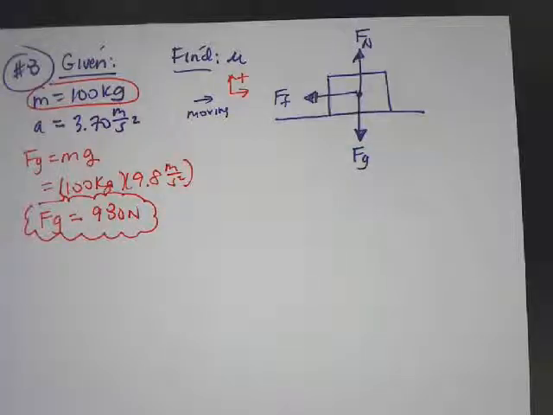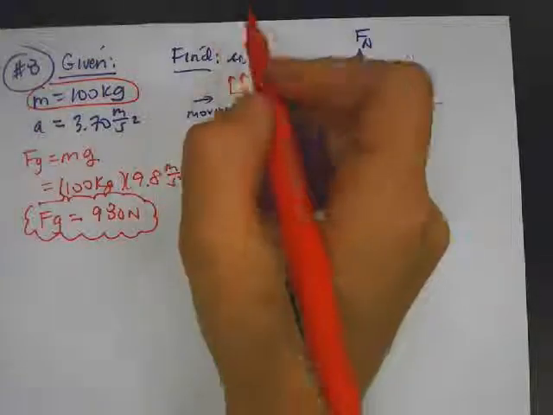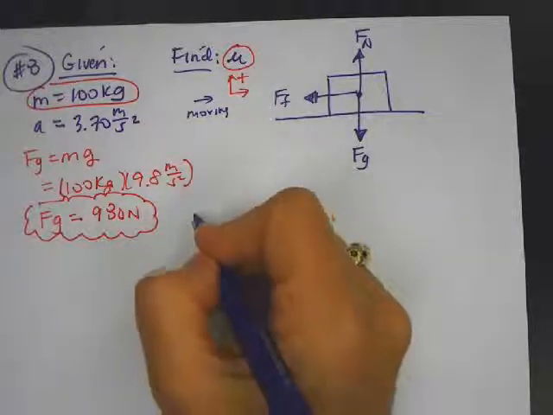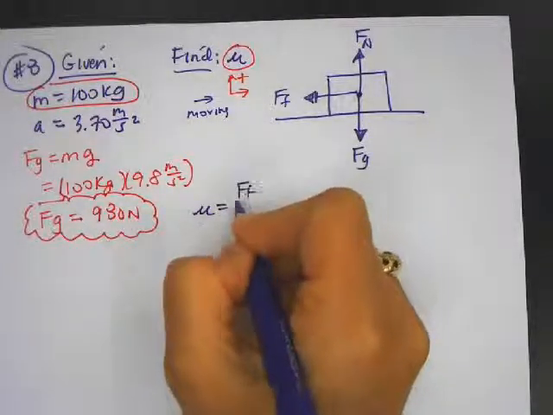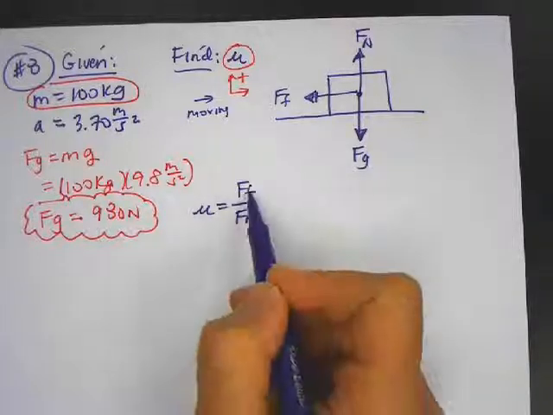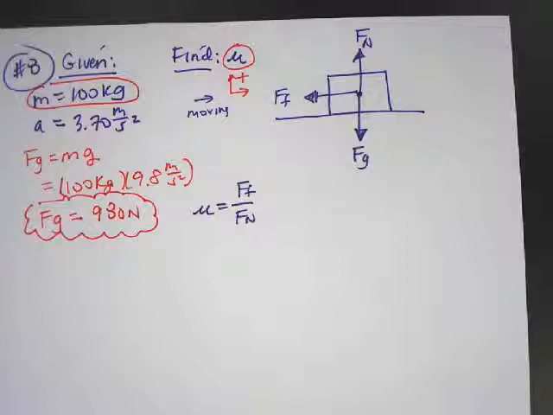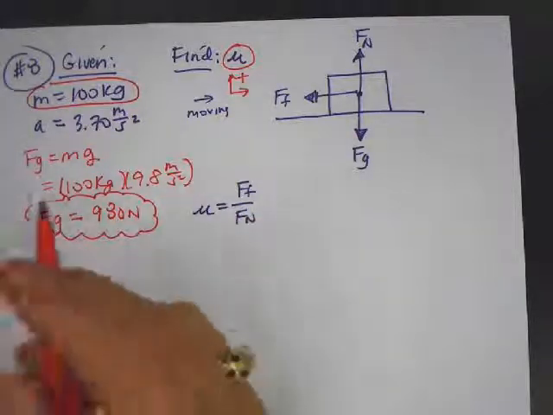Well, I don't know where to start. When you don't know where to start, you go to the end. So you write down, well, what am I solving for? I'm solving for mu. So I know mu is equal to F of F over F of N. Do I have F of F? No. Do I have F of N? No. So once I find those two things, then I can solve this problem. So what should I do? So I'll sum forces vertically.